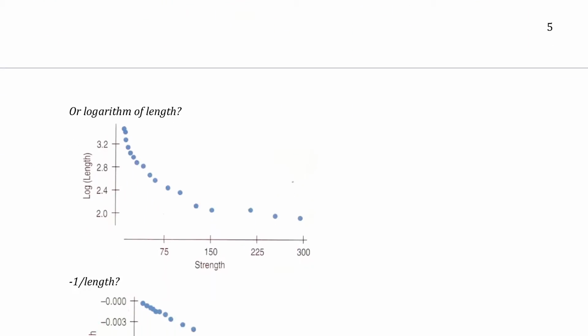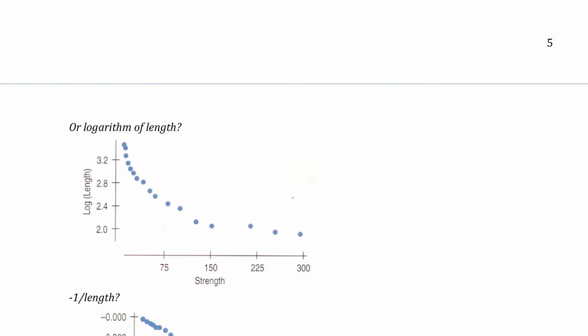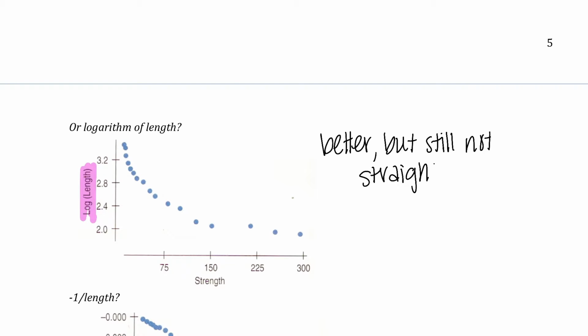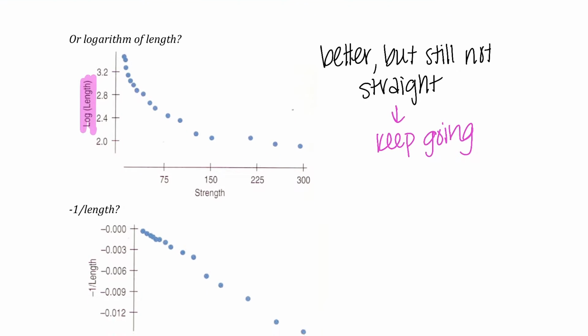On the next page, here's a re-expression using logs, which you can see by looking at the y-axis. This one, again, is better, but still not straight. So we keep going. Yeah, this is a lot of work, right? If you've got your own data and you're trying to figure this out, it's going to take some effort, and that's okay. Sometimes you'll get lucky and it'll be one of the first ones you try.